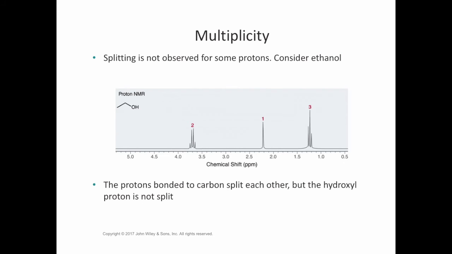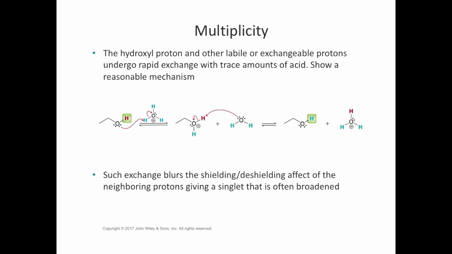Splitting is not observed for some protons. For example, the hydrogen on this oxygen. While you might think it would be split into a triplet, it just appears as a singlet. The reason for this is that the hydroxyl proton can be exchanged with trace amounts of acid present in the NMR solvent that's used. As a result, the exchange blurs the shielding and deshielding effects of the neighboring protons, giving a singlet that is often broadened.